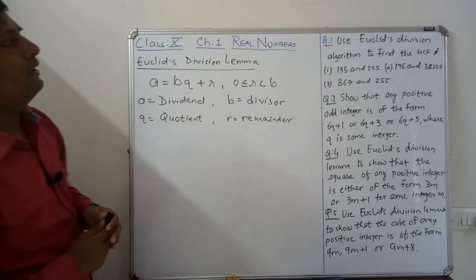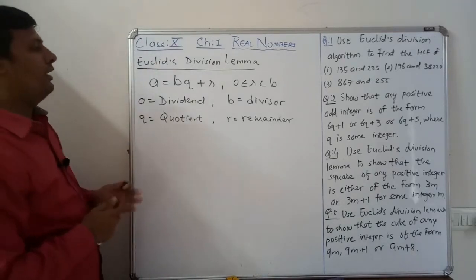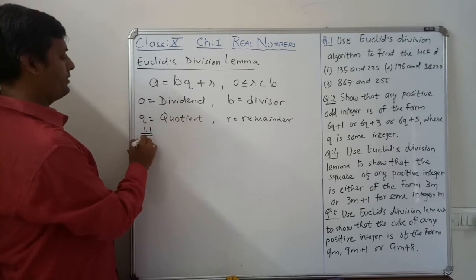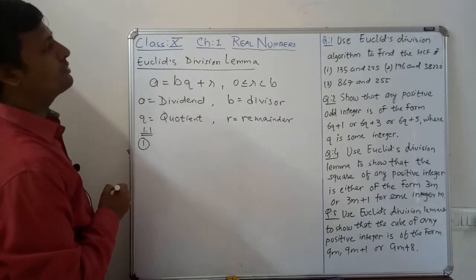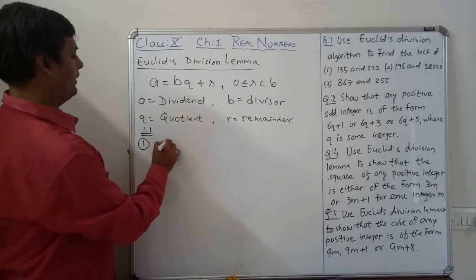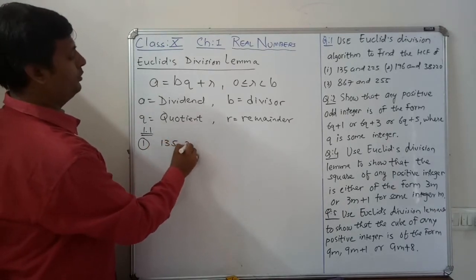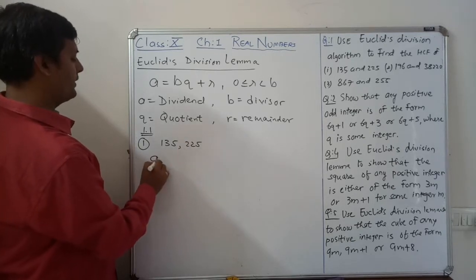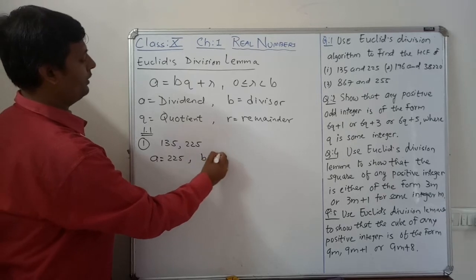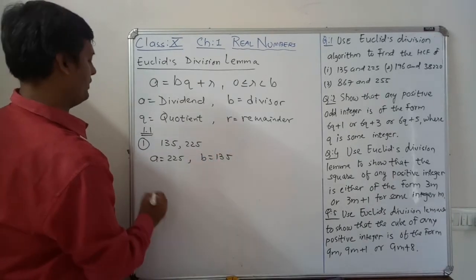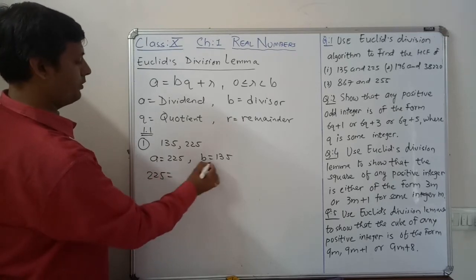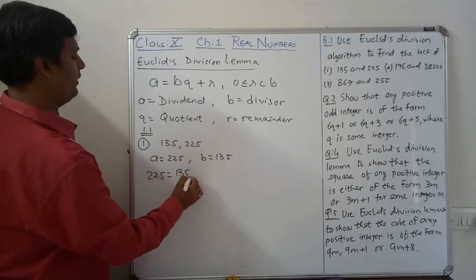Okay, so now the exercise. NCERT exercise 1.1, question number 1. Use Euclid's algorithm to find the HCF of 135 and 225. It's simple. A is greater than B, so A is equal to 225 and B is equal to 135. First, write it in the form: 225 is equal to 135.